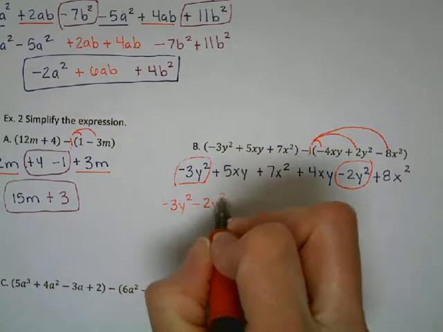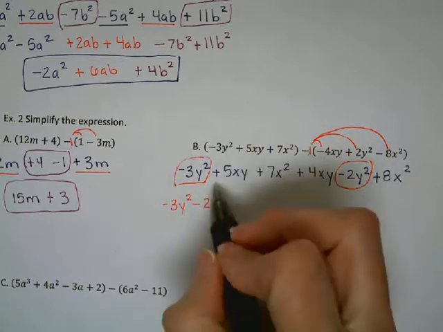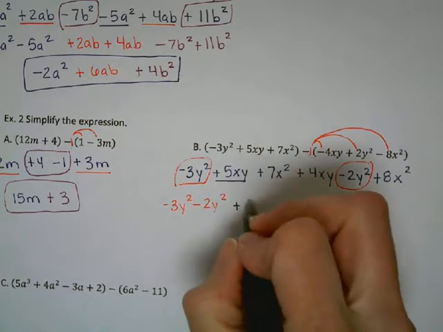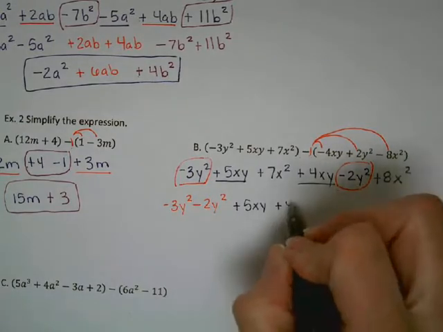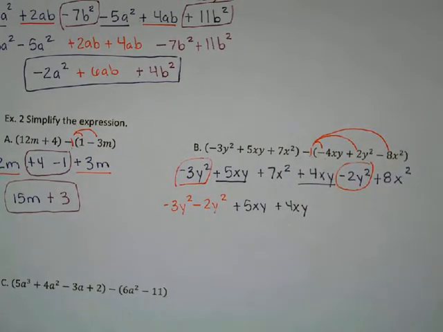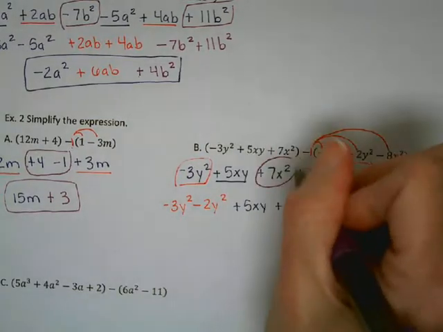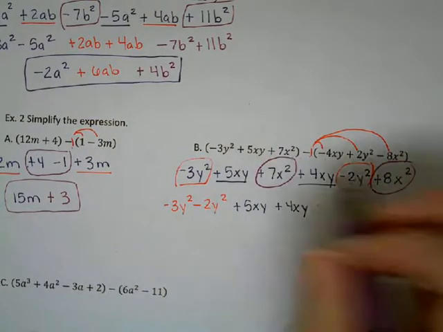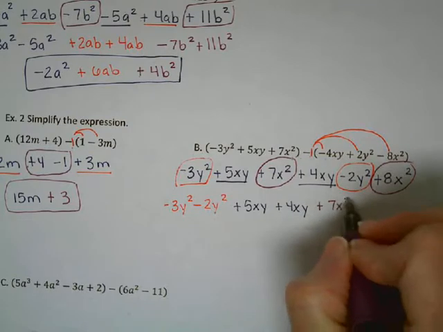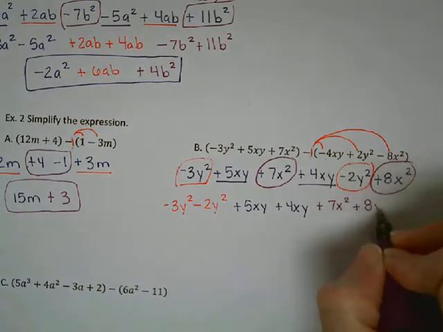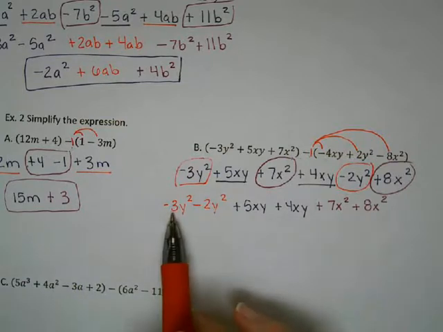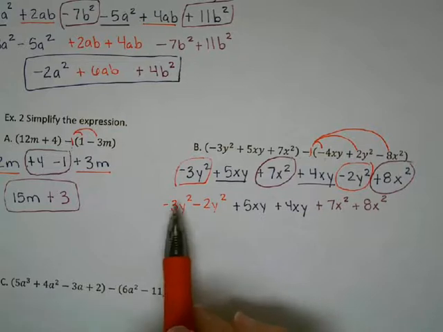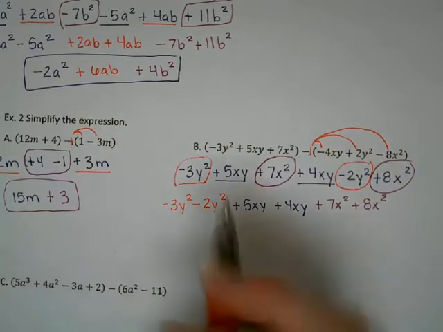Okay, the next one I see is this plus 5xy. And another xy I have is here, plus 4xy. And then the last things I have are these two, the ones with the x squareds. So now I've grouped them based on their letters, and now we'll actually add or subtract those numbers. These are called coefficients. The numbers in front of a letter is a coefficient. So I'm going to take negative 3 minus 2, and that gives me negative 5, and you keep the same letter.